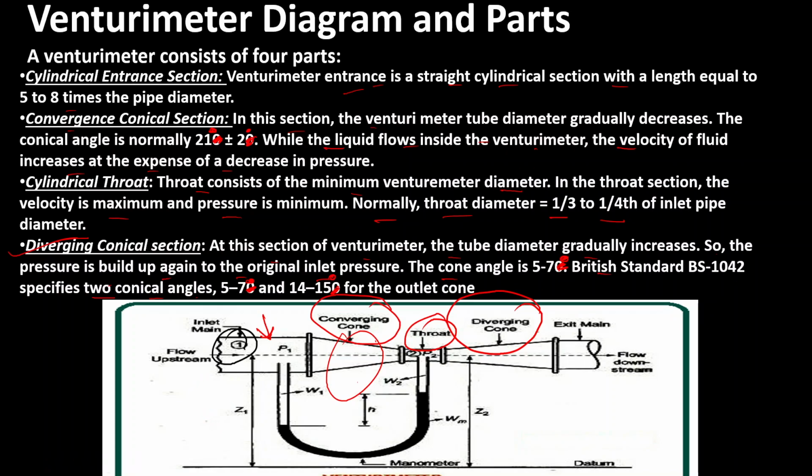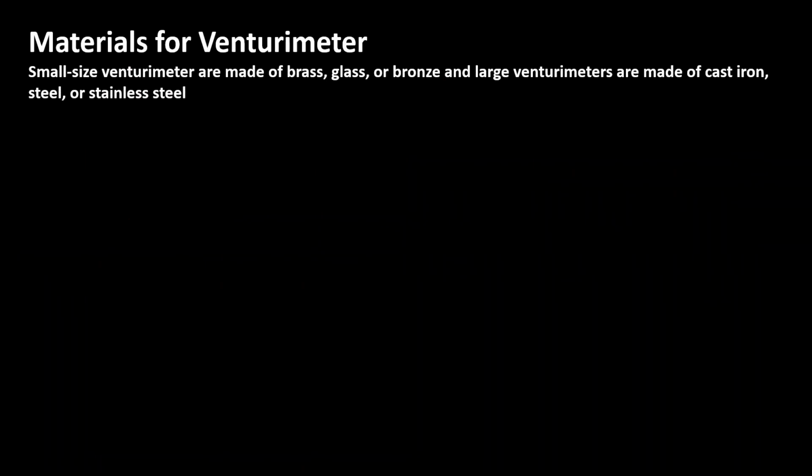After that, we will discuss what materials are used for the venturimeter. Small size venturimeters are made of brass, glass or bronze, and large venturimeters are made of cast iron, steel or stainless steel.